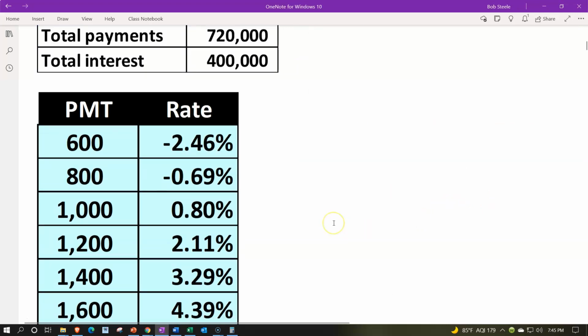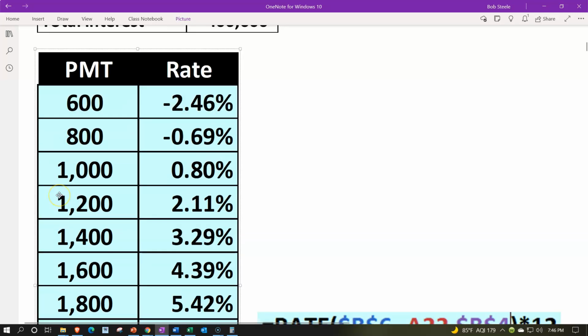So we might also want to see this information in terms of the payment amount, which we're just going to basically hard code here, and then look at what the rate would have to be given everything else held constant up top. So we can put our table together here. I'm going to just increase the payment for this example, starting at 600 and going up by 200 each time.